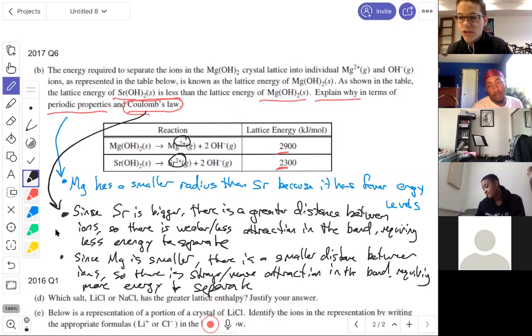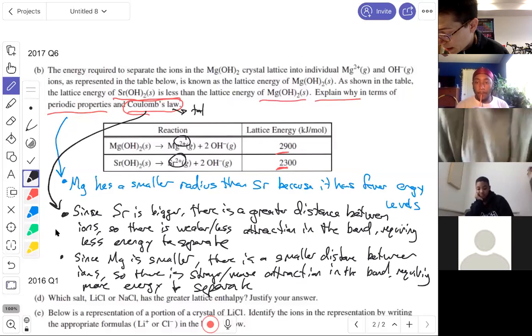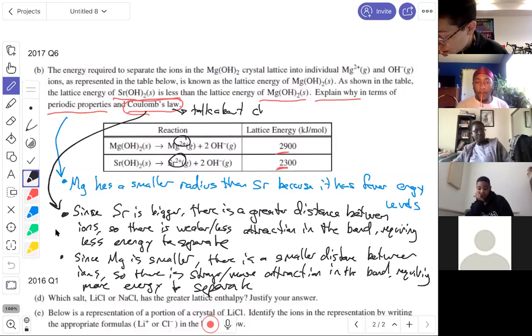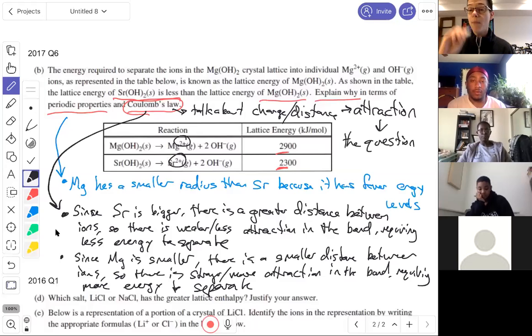So both of those answers are completely acceptable because they're saying the exact same thing. You have to remember that in a Coulomb's law question, you have to talk about either charge or distance, whichever one is at play, and then relate that to attraction, and then relate that to the question. So you always have to say all three of those things, which is kind of annoying, but that is the way it is.